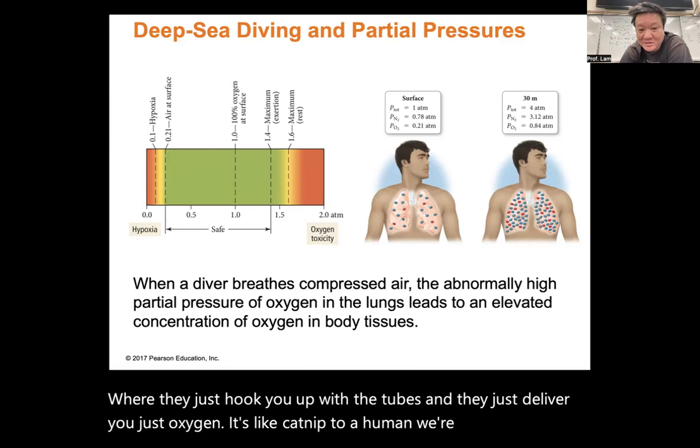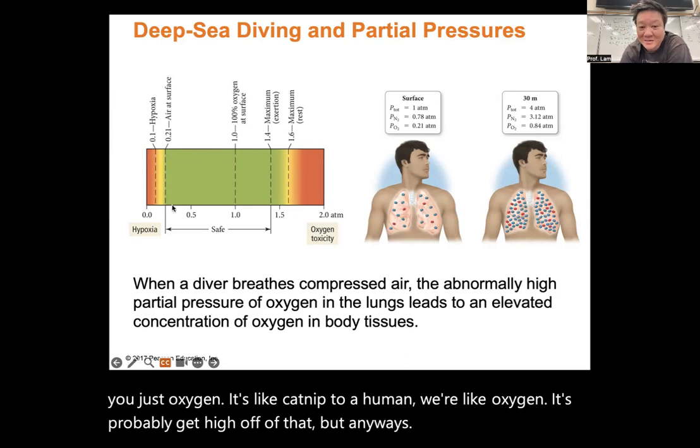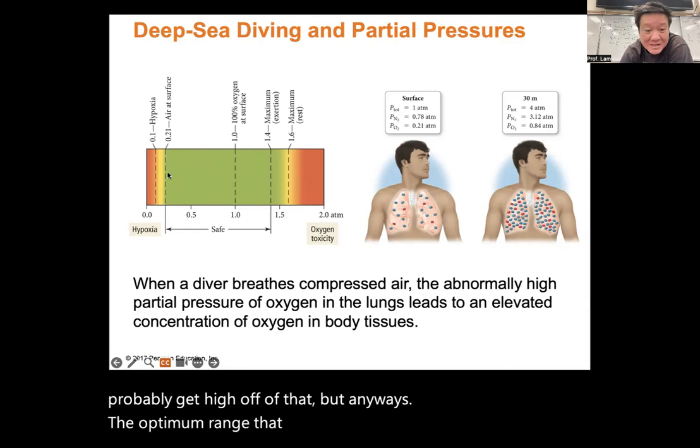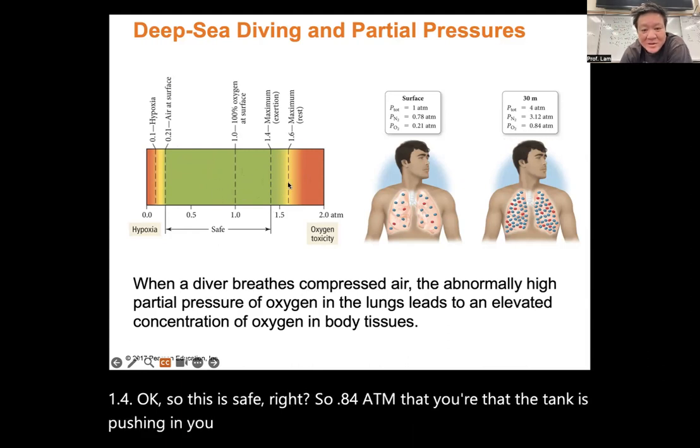We're like, oh, oxygen, so you'd probably get high off of that. But anyways, the optimum range that you want for oxygen is between 0.21 and 1.4 ATM. So this is safe, right? With 0.84 ATM that the tank is pushing in, you're pretty safe. That's good. But if it goes over that, you get oxygen toxicity.